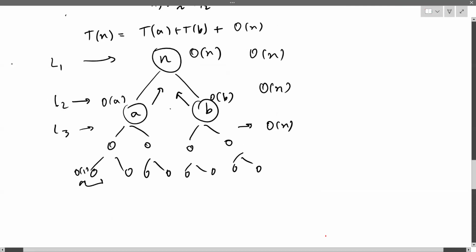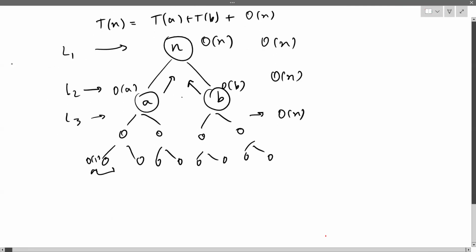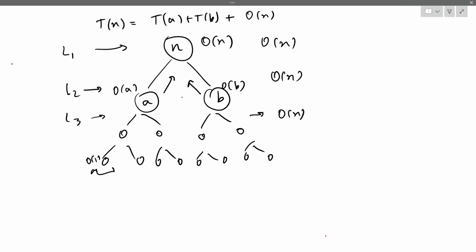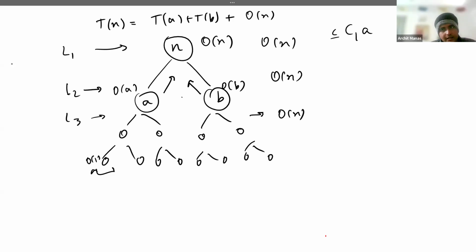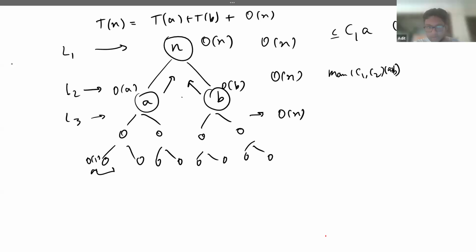So O of A plus O of B is O of A plus B. Of course, right? If you're bounded by C1 times A and bounded by C2 times B, then their sum is bounded by max of C1, C2 times A plus B. So then overall this is O of n square, because the height of the tree could be up to n.